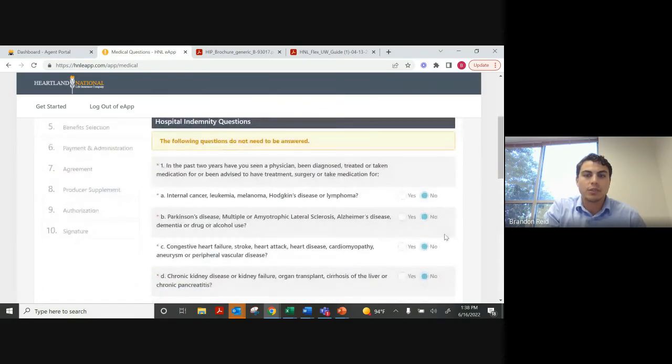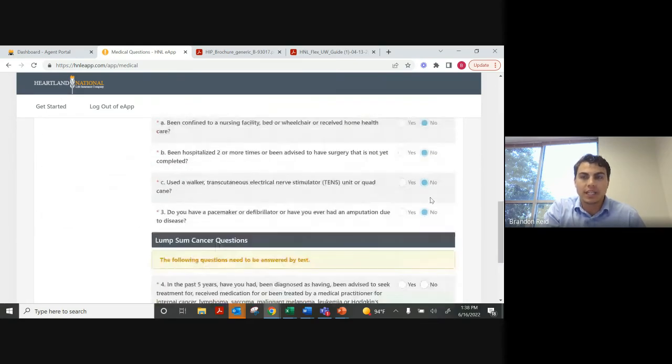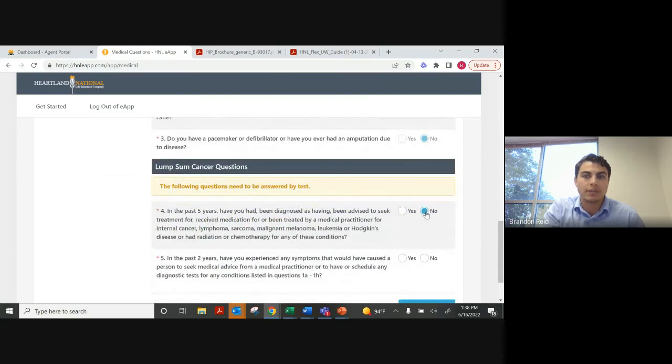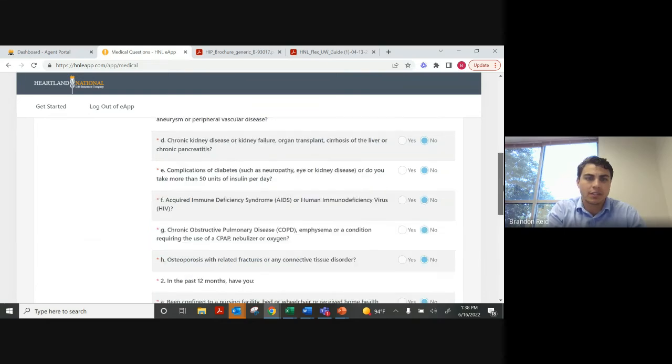Since this individual is within our guaranteed issue window, they don't need to apply through the simplified issue underwriting. They do, however, still have to answer those 2 questions, number 4 and 5, to purchase the cancer benefit. Looking back 5 years instead of 2 for those cancers, and checking to see if they've experienced any symptoms that would have caused them to seek medical attention or advice from a practitioner for those questions up top listed 1A through H, which again are some pretty serious conditions, right?